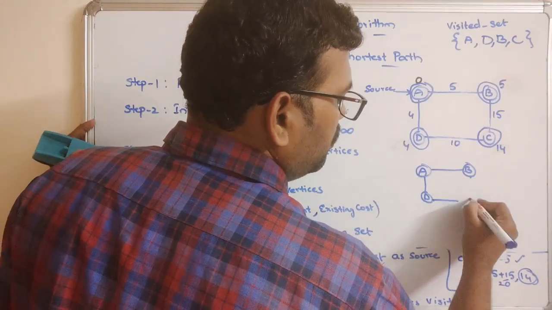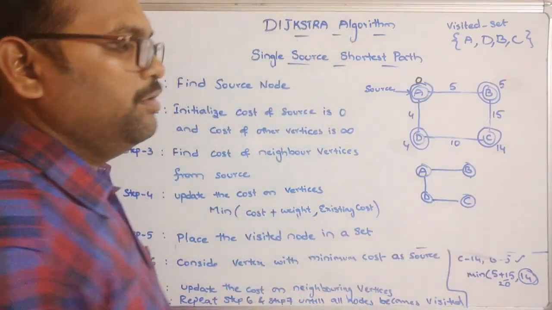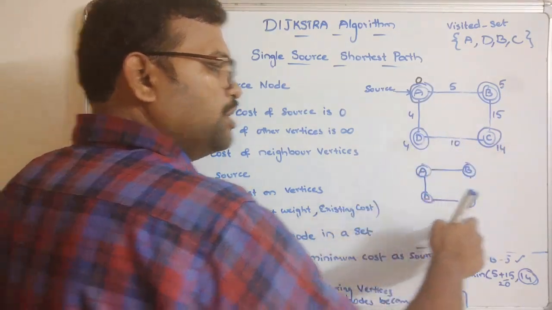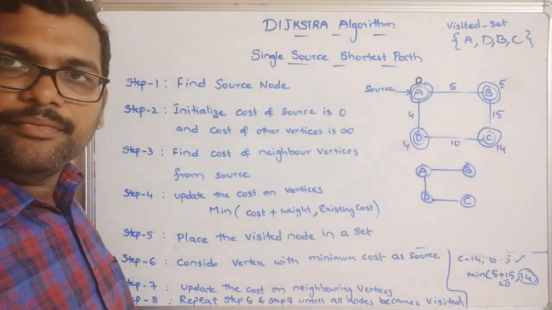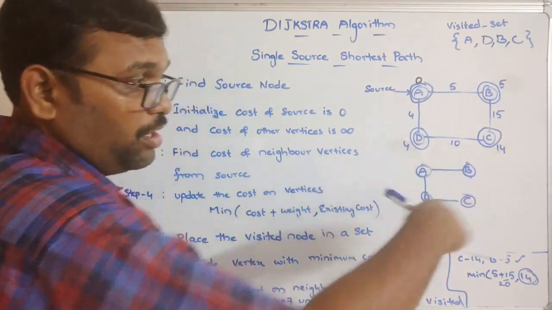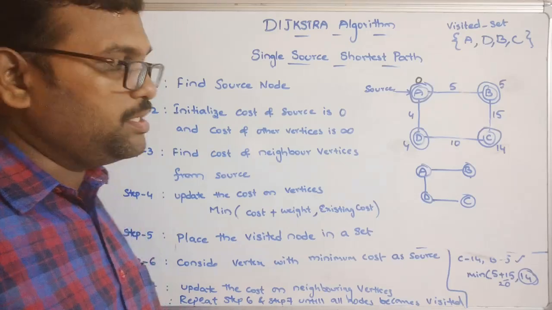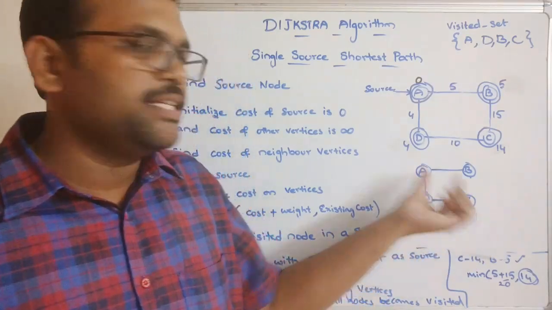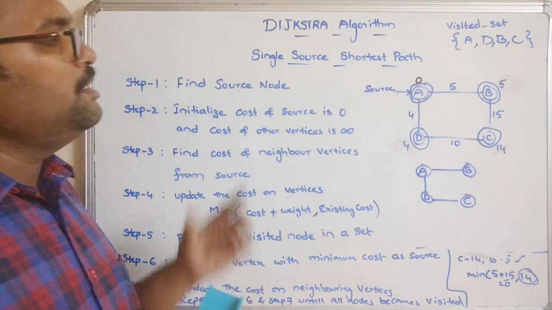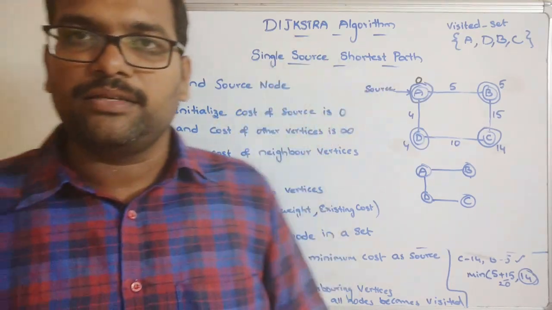Okay, D to C, right? D to C. And this is the minimum cost tree. So this we call it a tree because this is not closed. This is open. So like this we have to apply the single source shortest path.